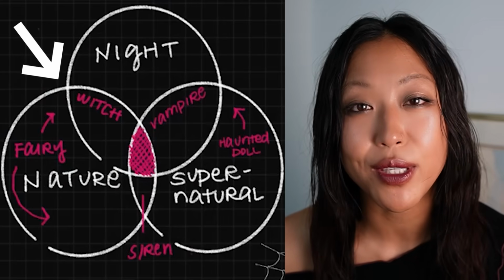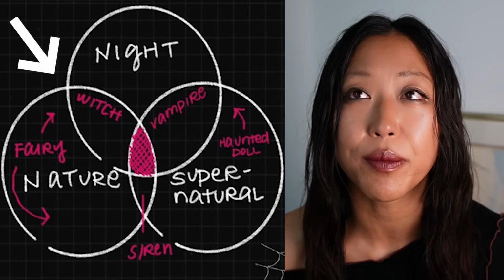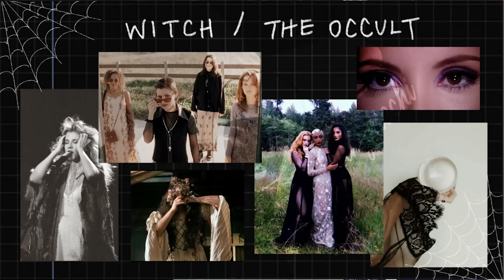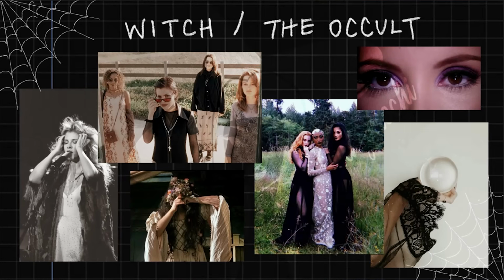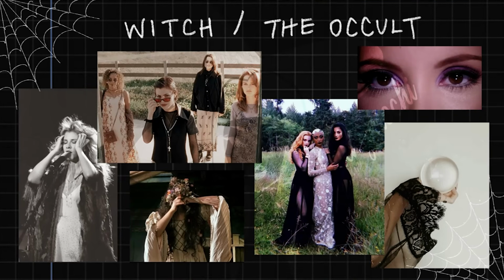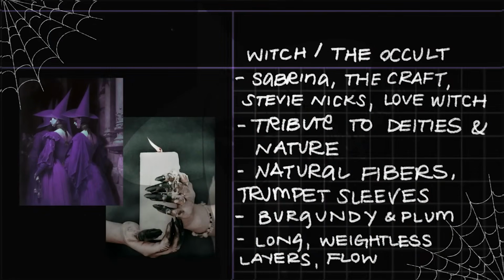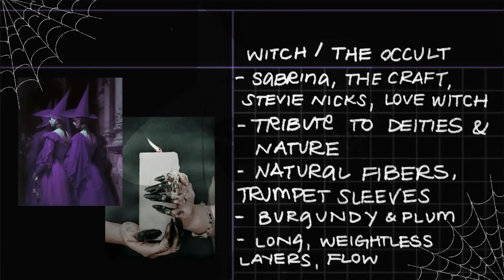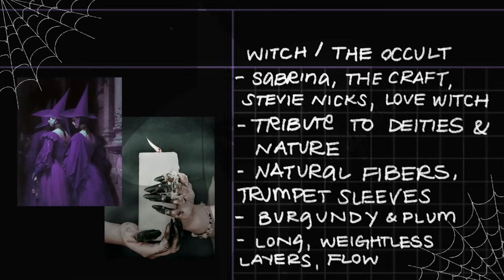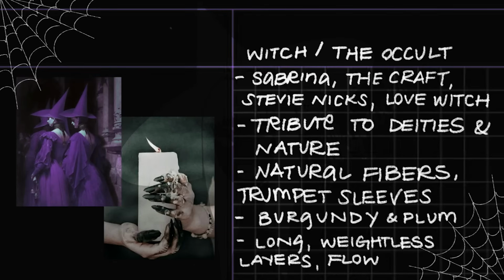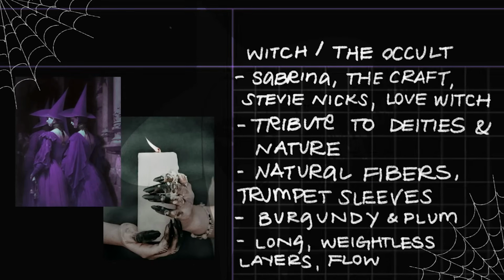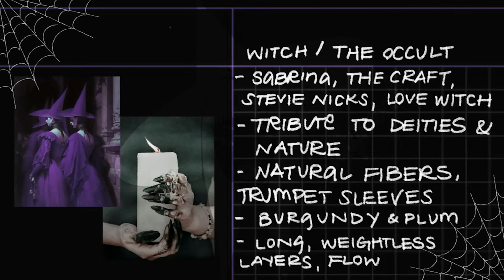And then the second muse is the witch, which is a crossover between night and nature. And the references that Melissa uses are 90s whimsigoth, the show Sabrina and The Craft, Dark Cottagecore, and Stevie Nicks. And because they're inspired by nature, there's a focus on natural fibers like linen and cotton, as well as tribute to deities. And silhouette-wise, they're also long, but more flowy than full and voluminous.